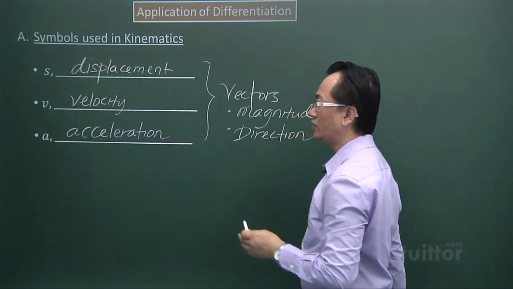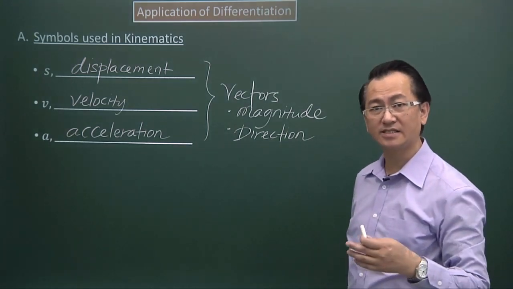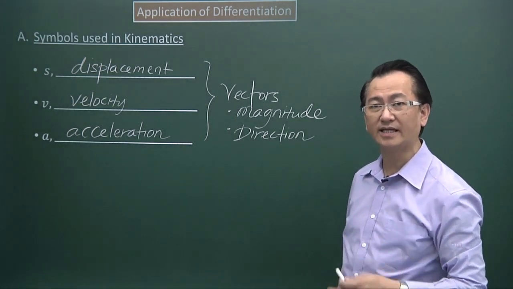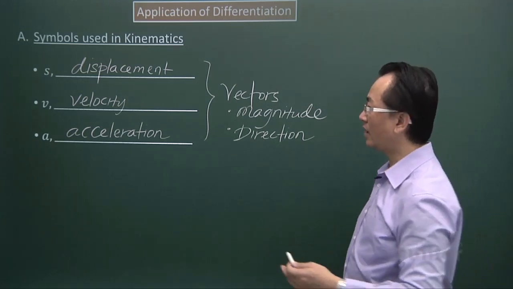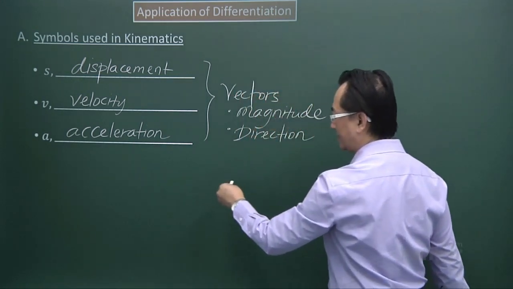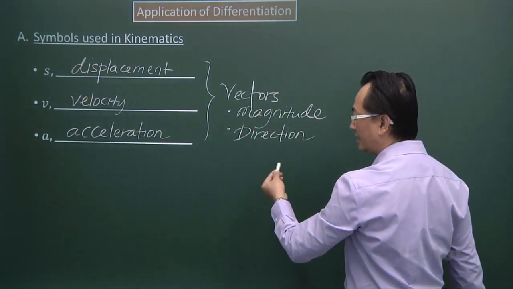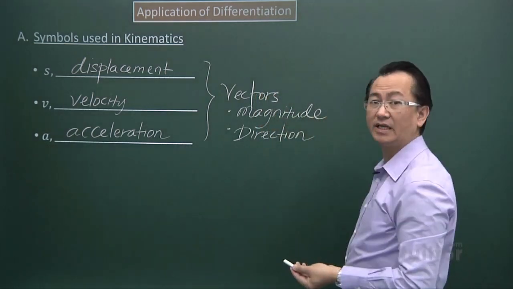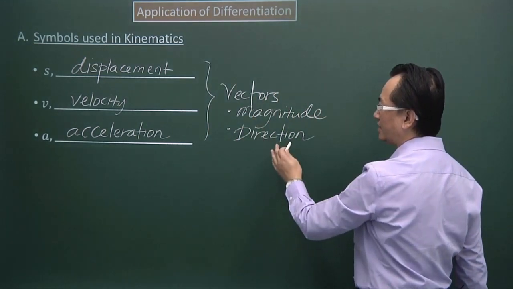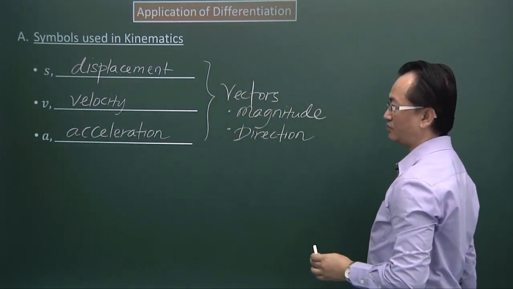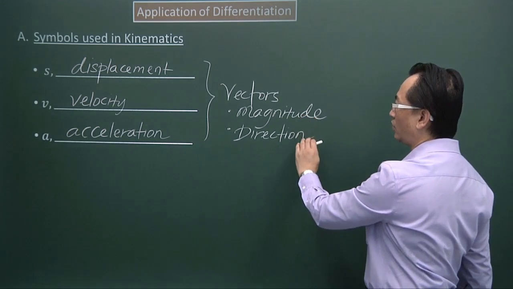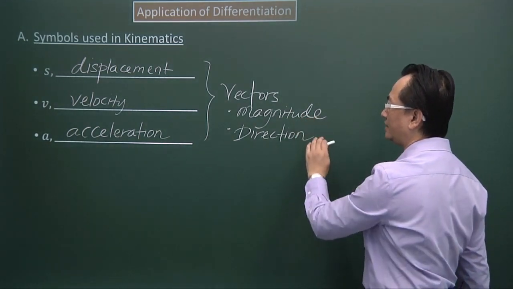Contrast velocity to speed. Speed is a scalar quantity. It can never be zero. It can never be a negative value. But for velocity, if my travel towards this direction is positive, then the reverse direction will have to be negative. So, in short, for vector quantities such as displacement, velocity, and acceleration, there will be two portions to it, the magnitude and the direction.